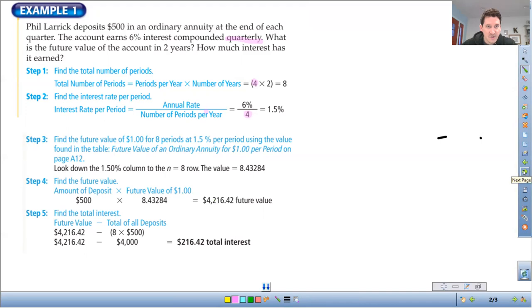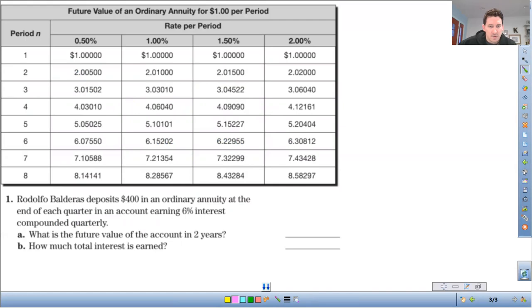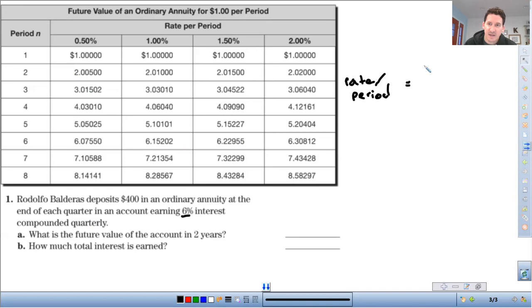So let's look at examples that we'll work through. Rodolfo deposits $400 in an ordinary annuity at the end of each quarter in an account earning 6% interest compounded quarterly. The first thing we need to do is find the rate per period. Remember, that's going to be the interest rate, which is 6%, divided by how many periods per year. It's compounded quarterly, so that's 4 periods per year. So the rate per period is 1.5%. So we're in this column here.